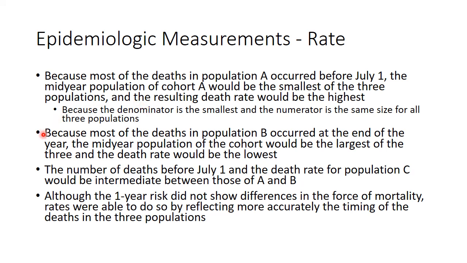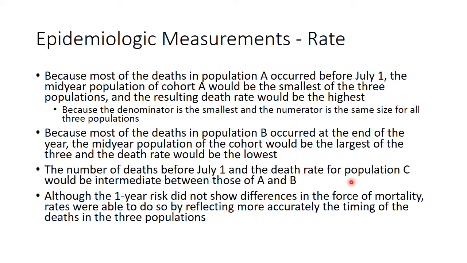Looking at population B, they would actually have the lowest death rate, mainly because most of their population was still alive at that midpoint population, versus them losing most of their patients towards the end. So larger denominator, overall death rate is lower. And then the number of deaths before July 1 and the death rate for population C would be an intermediate between A and B.